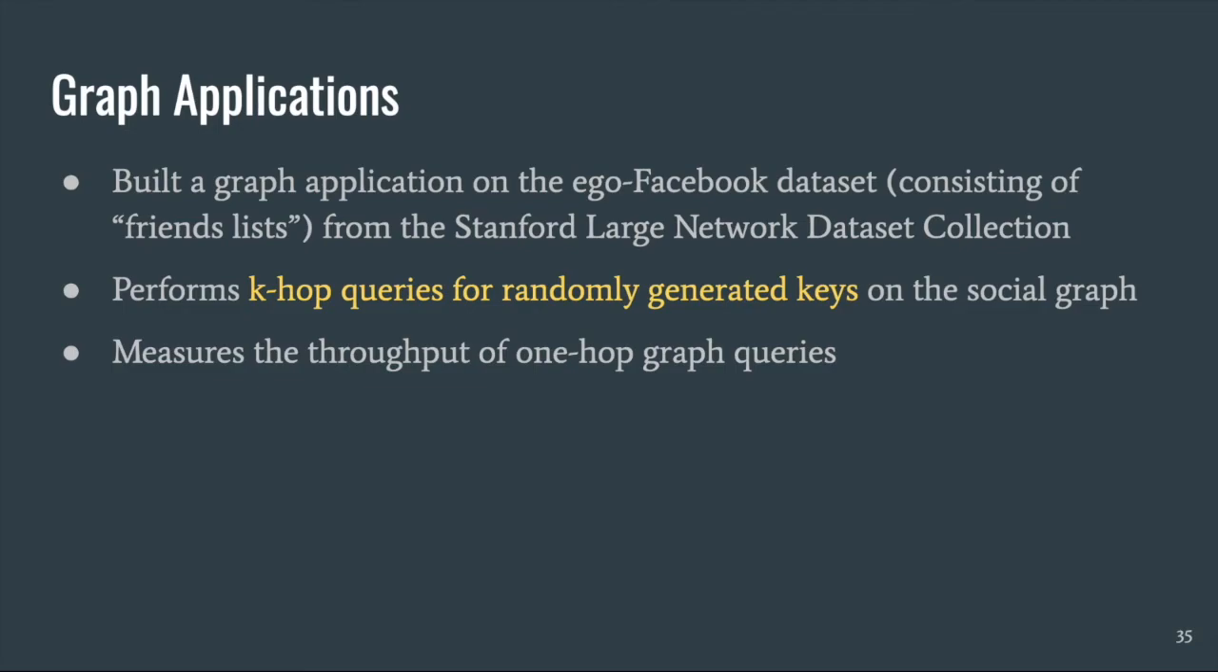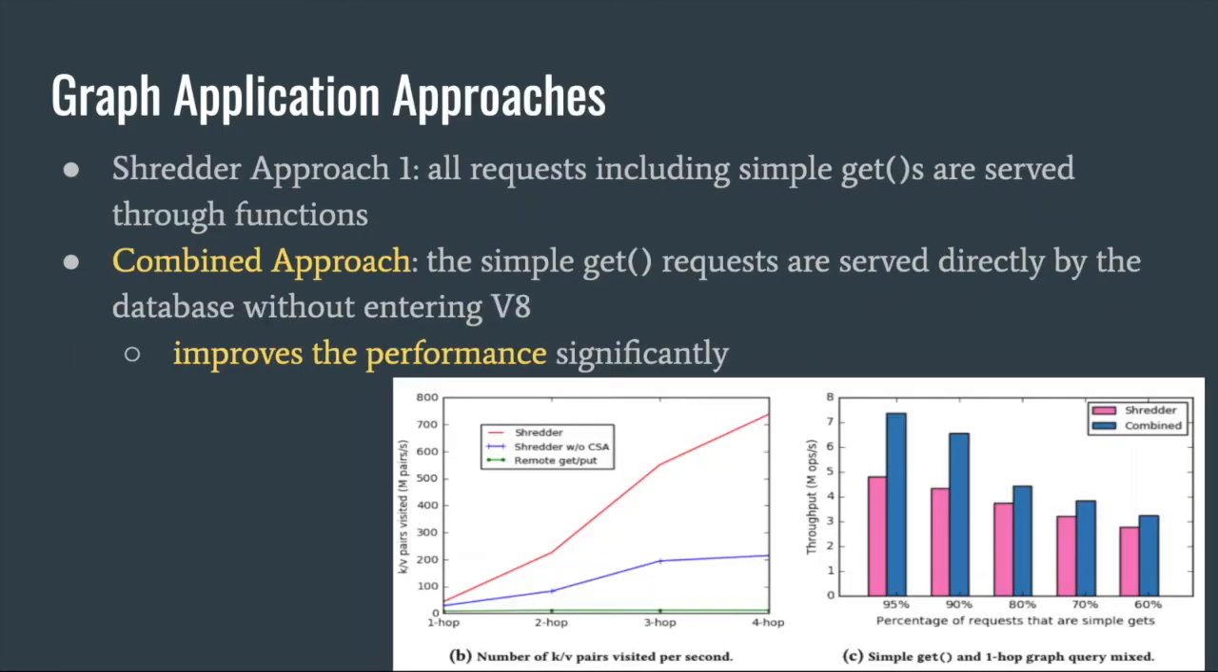The application performs k-hop queries for randomly generated keys on the social graph. In one hop query operation, it fetches the friend list of a person. Then it gets the friend list of each friend and sums up the length of the friend lists. For the Shredder approach, all requests, including simple gets, are served through functions.